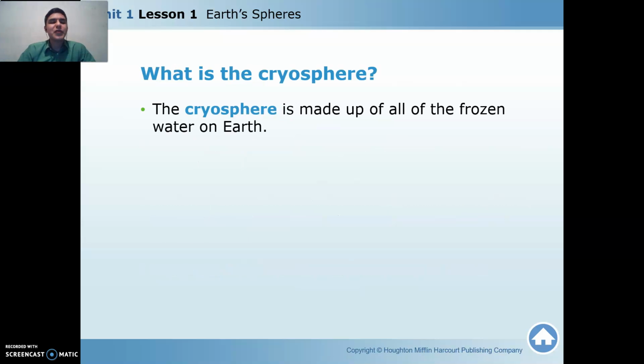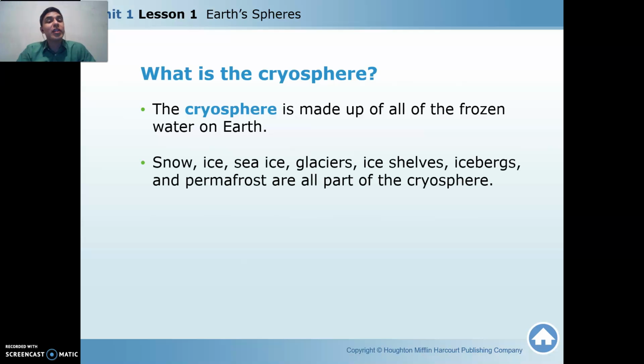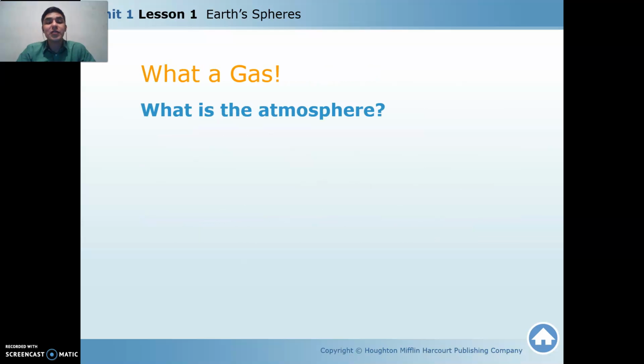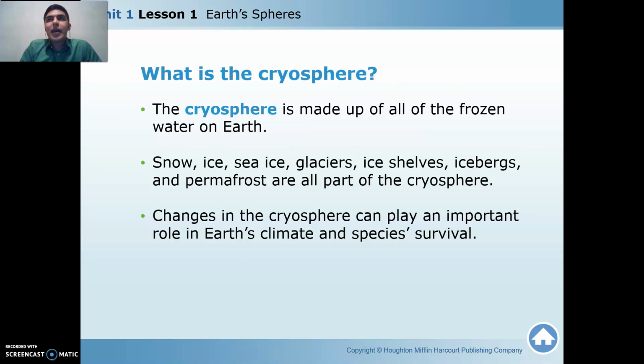Now let's continue with the cryosphere. The cryosphere is made up of all of the frozen water on Earth: snow, ice, sea ice, glaciers, etc. Changes in the cryosphere can play an important role in Earth's climate and species survival. So, the cryosphere is mostly going to be found at the North and South Pole, because those are both of the regions in our planet that have the lowest temperatures. So everything that is related to frozen water and ice is basically part of the cryosphere.